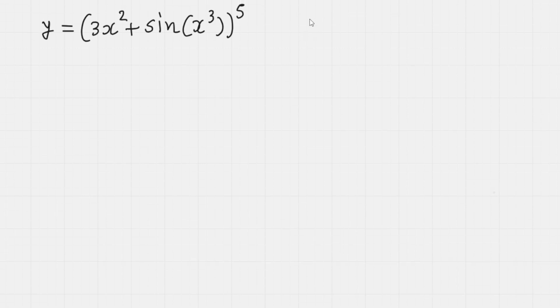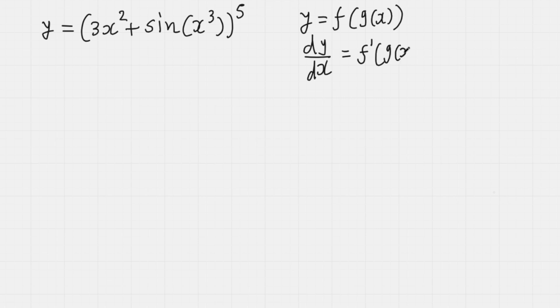Let me write the chain rule here. If we have a function y = f(g(x)), then f is called the outer function and g is called the inner function. So its derivative would be dy/dx = f'(g(x)) · g'(x). The inner function stays as it is, and in the multiplication we write the derivative of the inner function. So this is the chain rule. This rule we are going to use here.